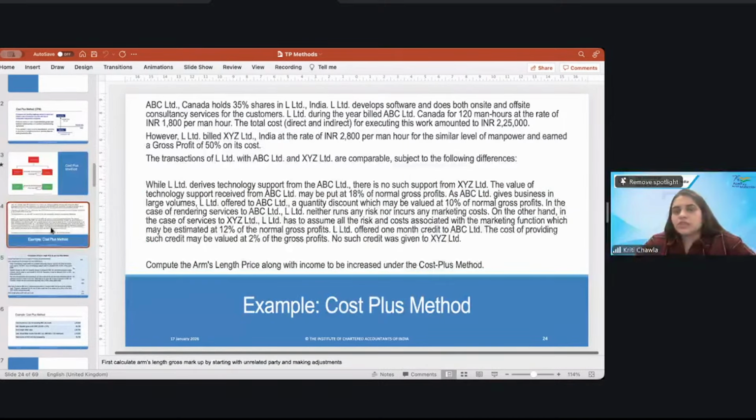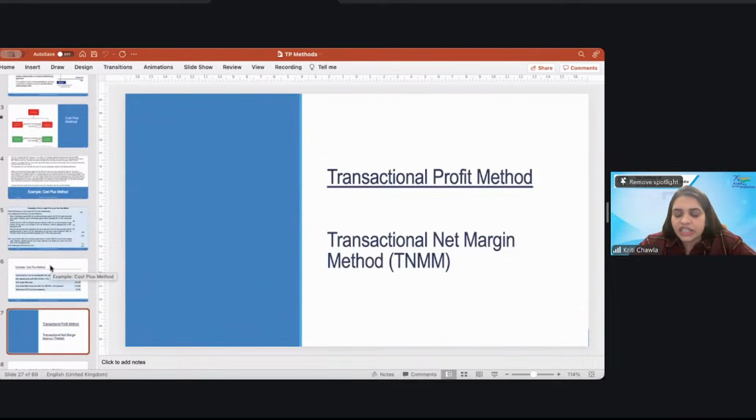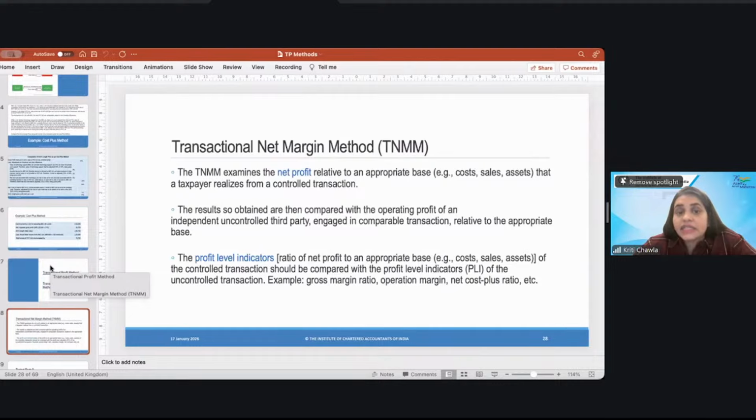Sorry, this was the example that we were discussing, which was for the cost plus method. And after that, we started with the TNMM method. In the TNMM method, which is the transactional net margin method, we were comparing the net margin, the net profit divided by an appropriate base. This ratio of net profit divided by an appropriate base is called the profit level indicator.